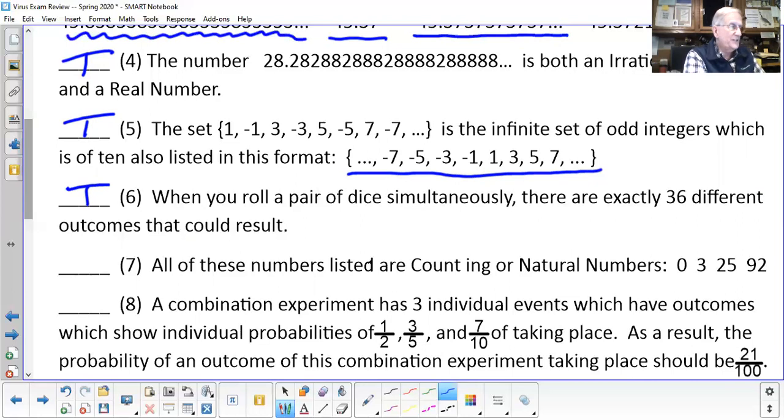All these numbers listed are counting or natural numbers. Well, unfortunately, there's one number there that is not a counting or natural number. Remember, the counting and natural numbers are the numbers you learned to count with as a kid. You never learned with 0. When you put 0 with the set of counting numbers, you have the set known as the whole numbers. So this is not a counting number. Therefore, this statement is false.